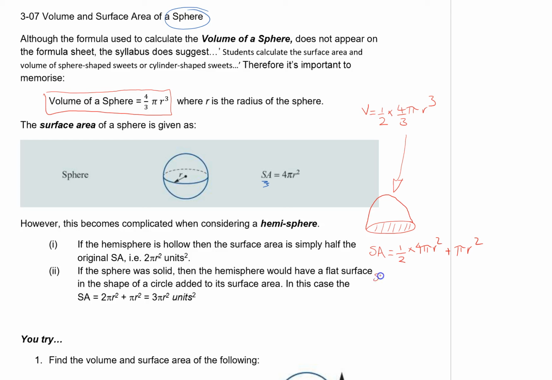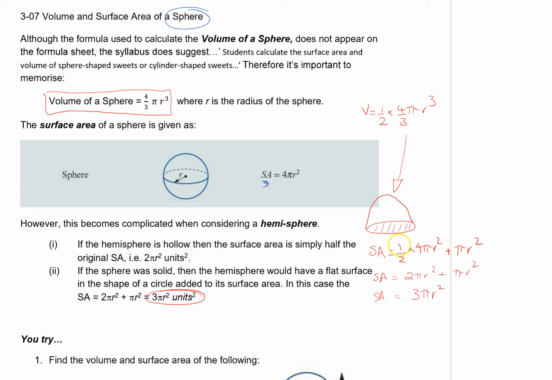Some of you will know that a half times 4 will simplify to 2, and you'll have 2 pi r squared plus another pi r squared. If you've got two of these things plus another one of them, then you can see that you've got 3 pi r squared. And that's actually where this 3 pi r squared over here comes from. Now, like I said, you don't have to do that simplification, and that does only work when you've created a second surface.